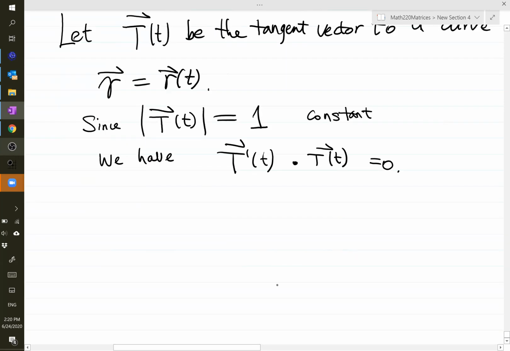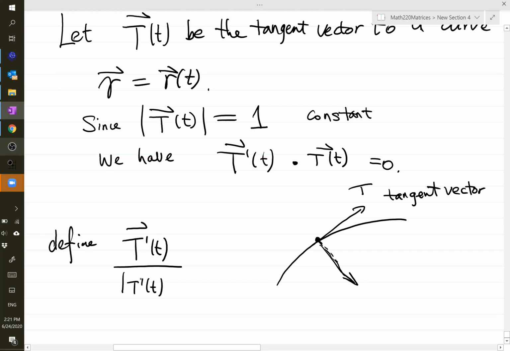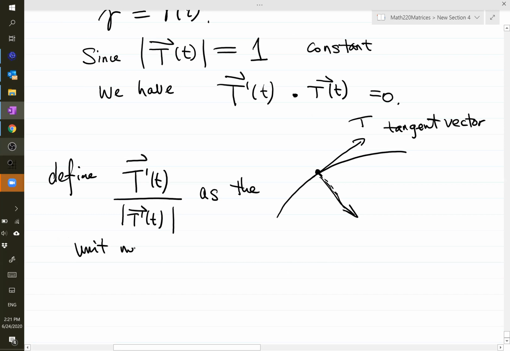So for instance, T is the tangent direction, the tangent vector. Now the normal vector has two directions, either inside or outside. Actually, we define the unit vector, the tangent vector's derivative over its norm, as the unit normal vector.